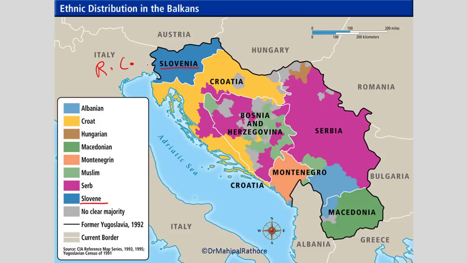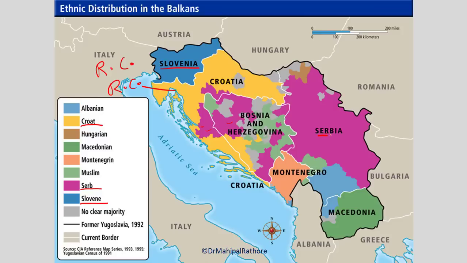Alright. Then coming to Croatia. Croatia people are called Croats. They are also Roman Catholics. So remember these two northern republics, people here are mainly Roman Catholics. But Croatia, you see, has another color here. This is a different shade. So this purple or violet colored people, they are Serbs. So there are a large number of Serbs living in Croatia. So Serbs are living in Croatia, in Bosnia as well as Serbia.